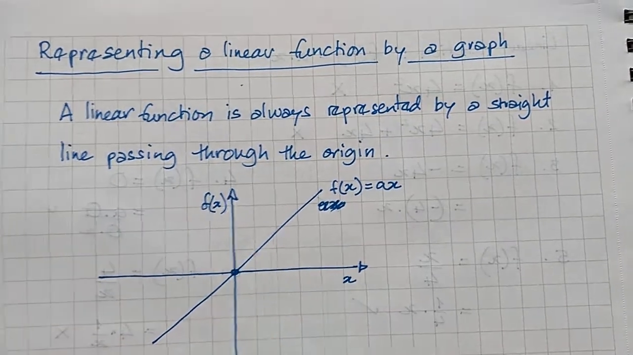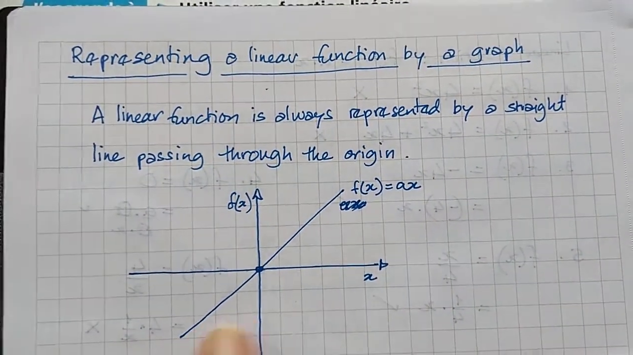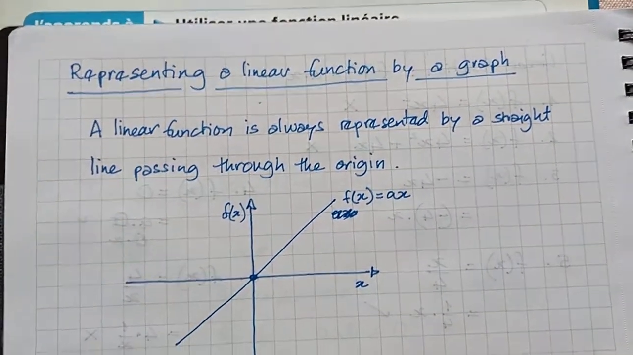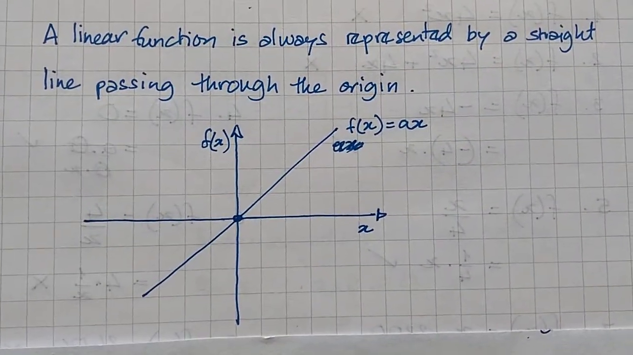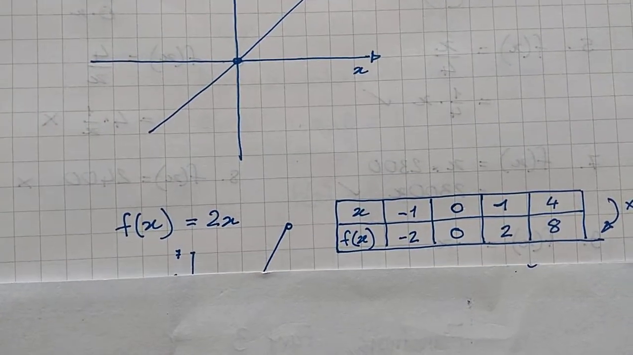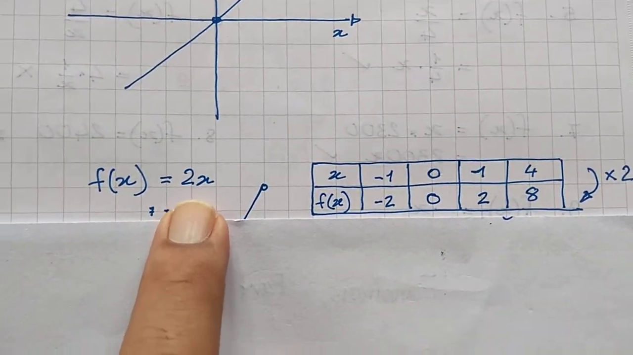And now you realize why it is called a linear function. Linear meaning in a straight line. So linear function, it is called this because when you represent it on a graph, you get a straight line. Okay, so let's take a particular function. Let's take this function f of x is equal to 2x.